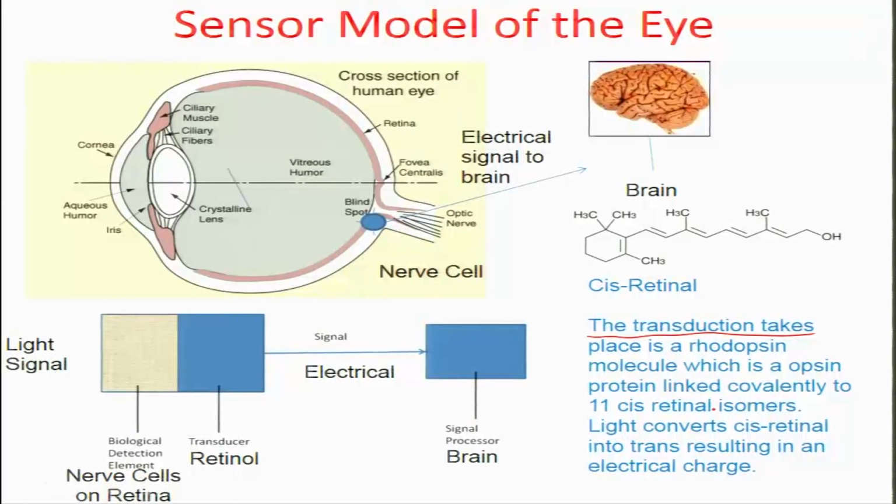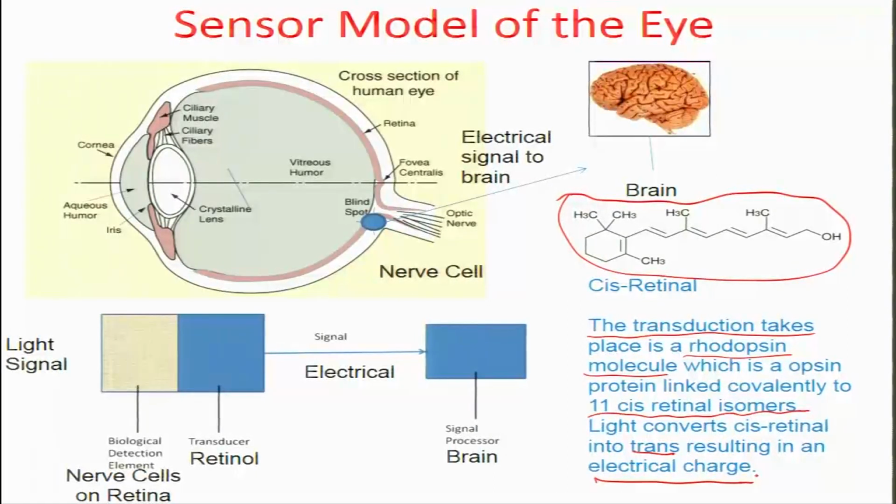So if I wanted to model this as a sensor, basically the transduction that is taking place is a rhodopsin molecule. It is an opsin protein linked covalently to 11-cis retinal isomers. These are the organics, the molecular structure for the cis retinal. And supposing a light signal comes and falls on such a molecule, such an opsin protein, it changes into a trans retinol, which actually results in a charge transfer, electrical charge transfer.